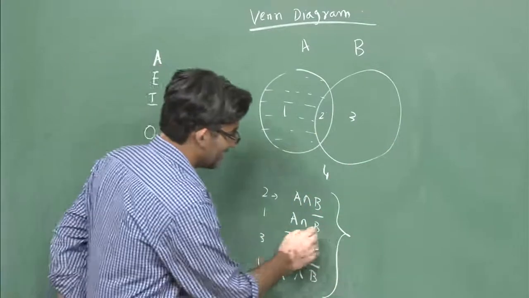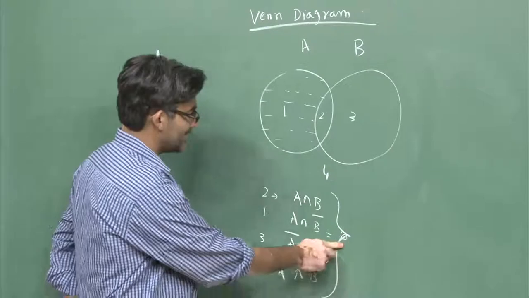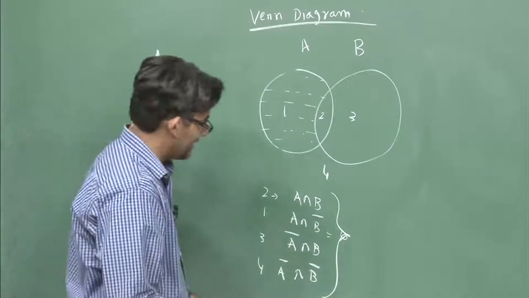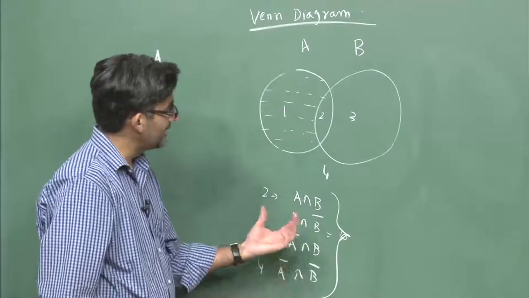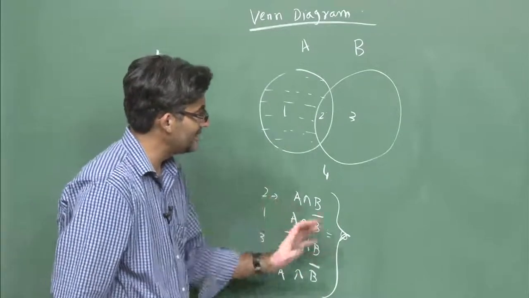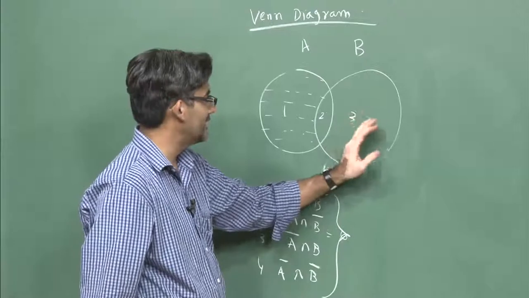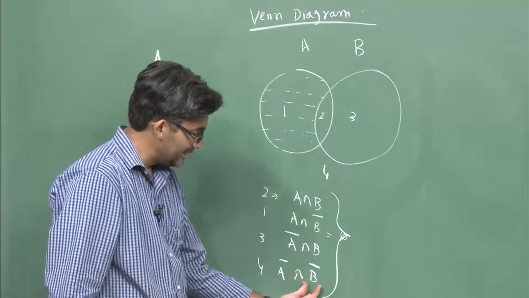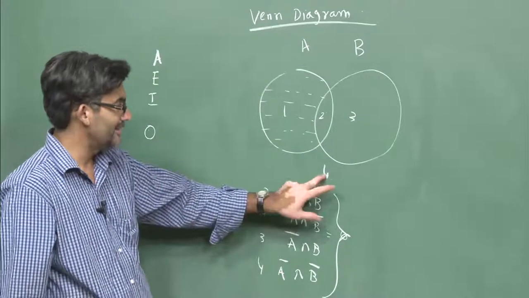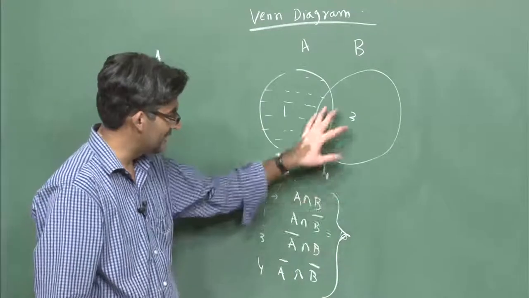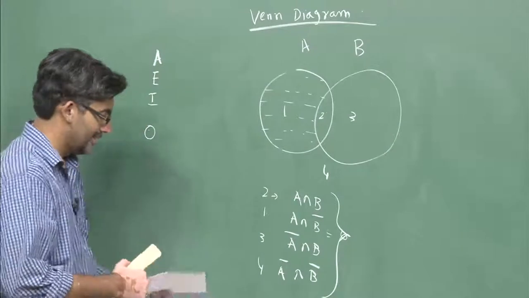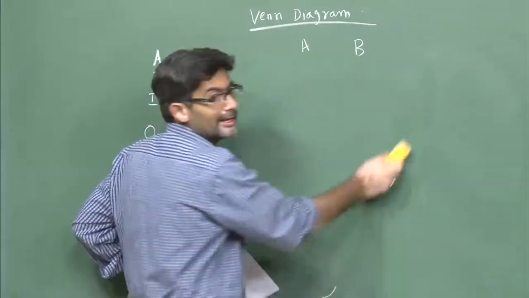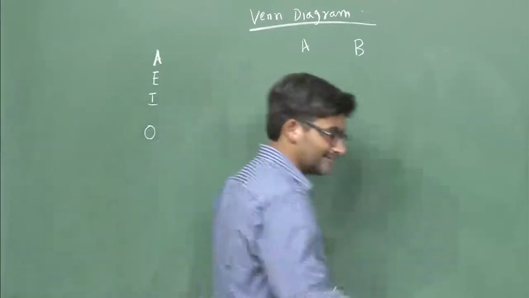That means A intersection B bar is what is called emptiness, and all emptiness is what we shade in this particular way. In the same way, if A bar intersection B bar is an empty set, then you have to shade this particular portion. 3 needs to be shaded. And if A complement intersection B complement is an empty set, then that refers to the fourth one. Based on this idea, we can draw A, E, I, and O in this way.